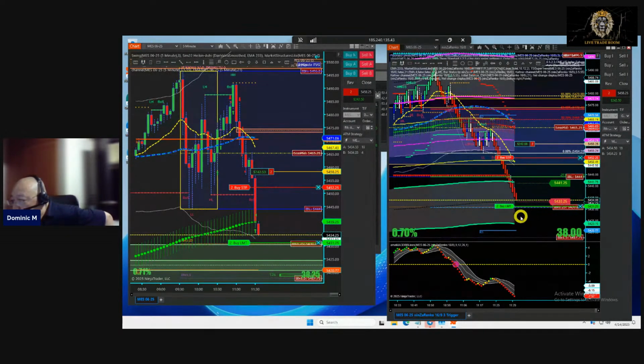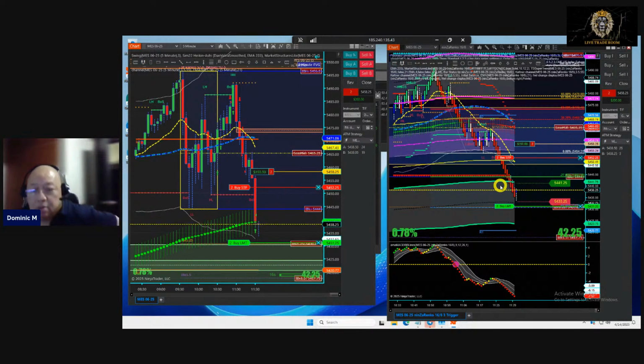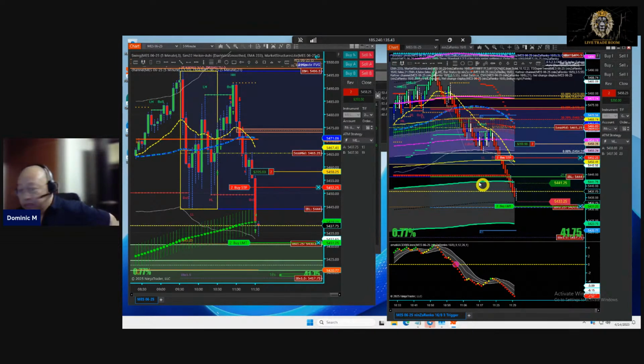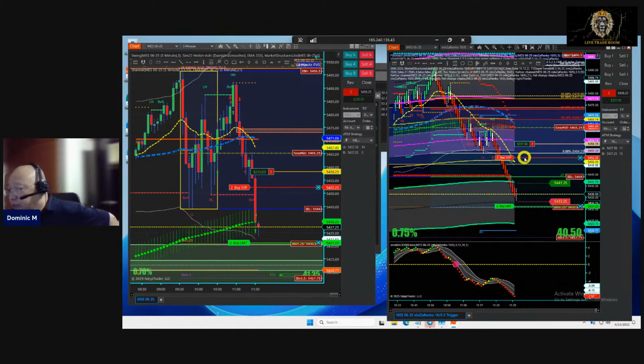So there's my 1.25 extension. I could have added here, but I was busy doing the other one. Yeah, John knows the MES. Yeah, it moves for beginners. Actually, it's pretty good for beginners because it does move nice and slow, not as wild as MNQ.